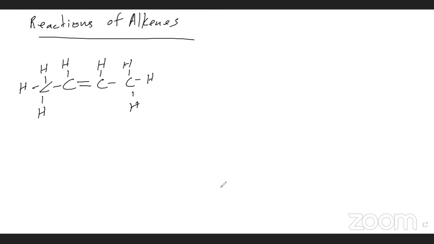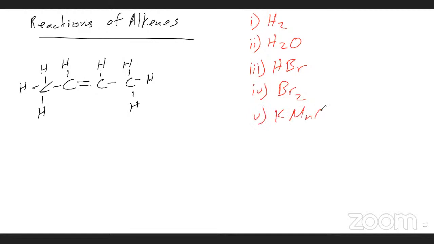In terms of alkenes, I can react alkene with hydrogen. I can react it with water, HBr, Br2, KMnO4, oxygen, or combustion. Let's see if I'm leaving out anything. Hydrogenation, hydration, addition of HBr, Br2, right? So all of these can react with the alkene. As I said, the reaction takes place at the functional group. In this case here, the functional group is the carbon to carbon double bond. And we said that alkenes react by addition.